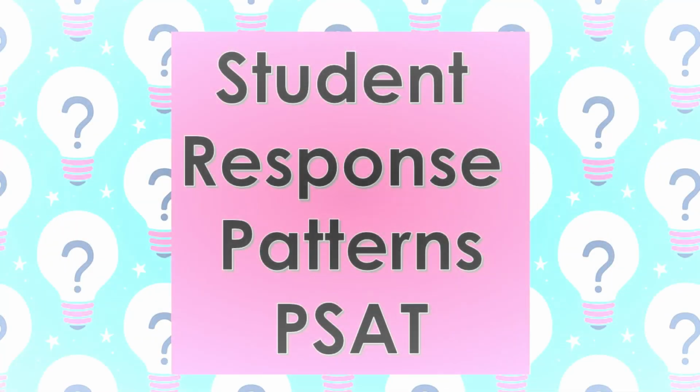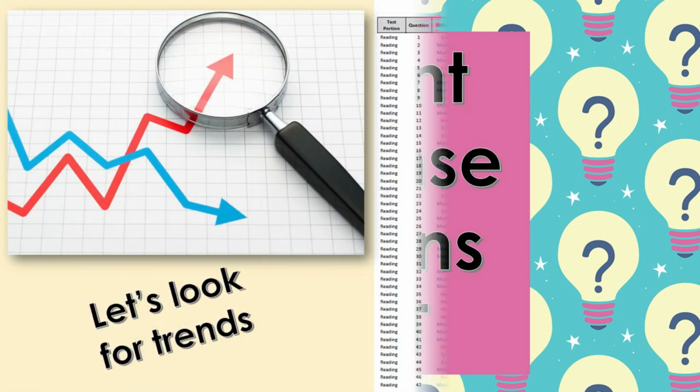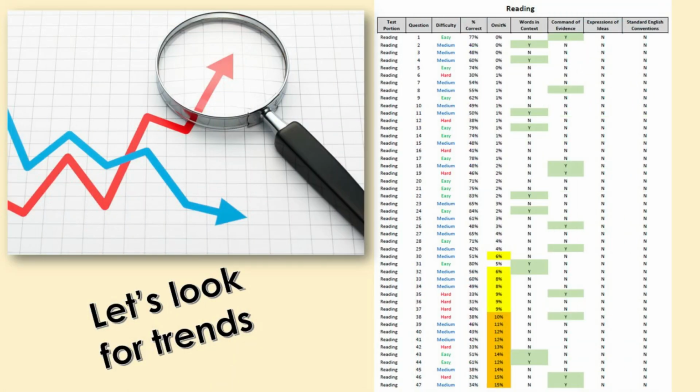Let's look at some response patterns of a large group of students who took a PSAT a few years ago. Let's look for the test question trends as well as the student response trends. We will magnify it in a minute so you can see the text better, but at a glance, you're probably able to see some patterns. Yellow and orange are some things to take note of, as you'll see later.